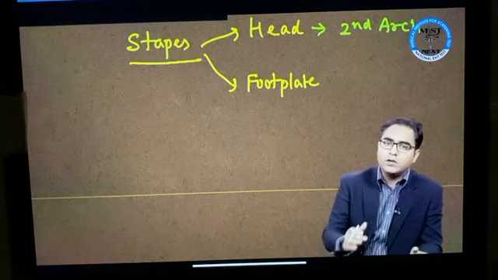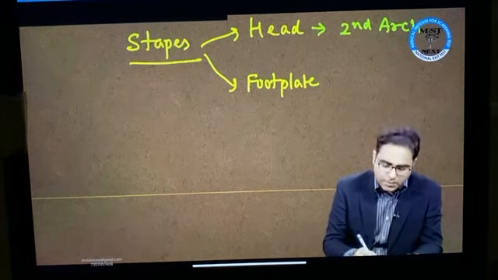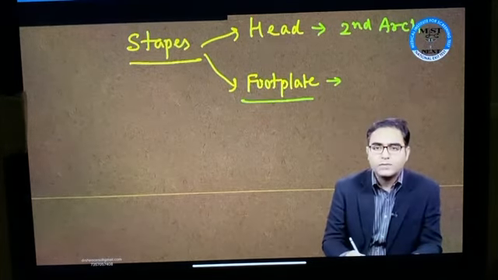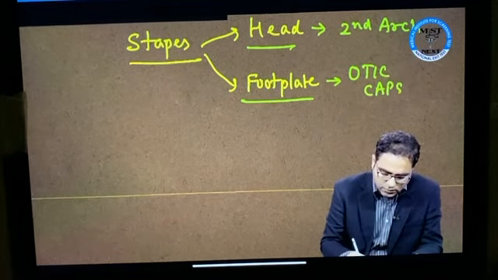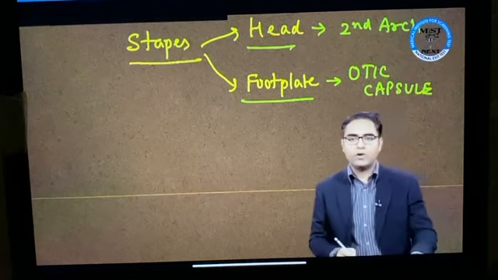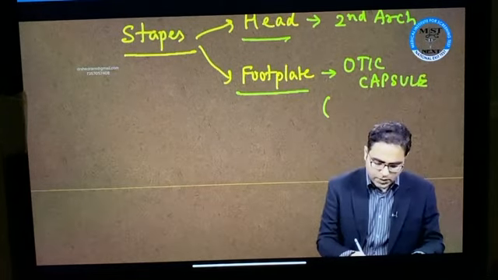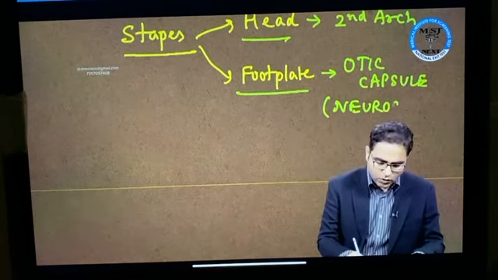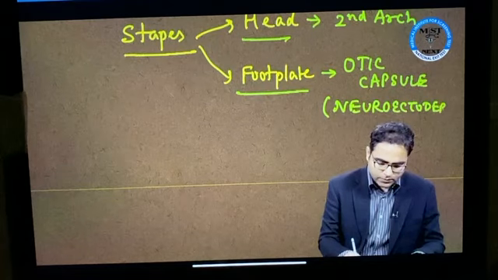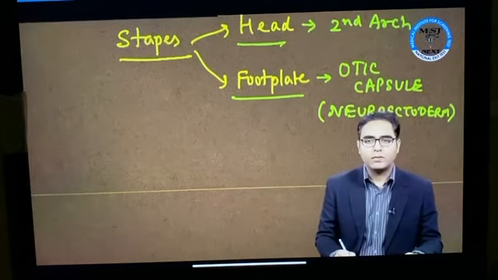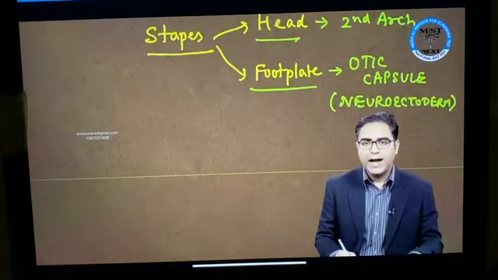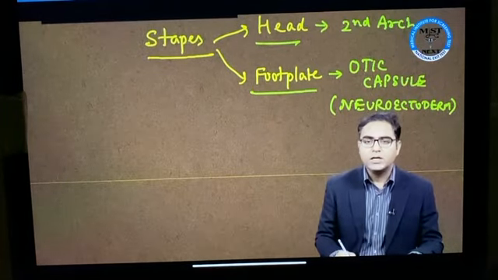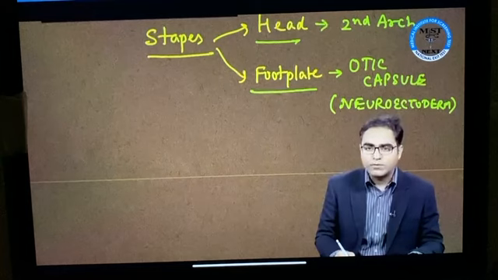But the head of the stapes developed from the second arch, while the foot plate of the stapes developed from the otic capsule, which is nothing but neuroectoderm. Am I clear? Fine. The stapes has a dual origin. The head of the stapes develops from the second arch. The foot plate of the stapes develops from the otic capsule or neuroectoderm.